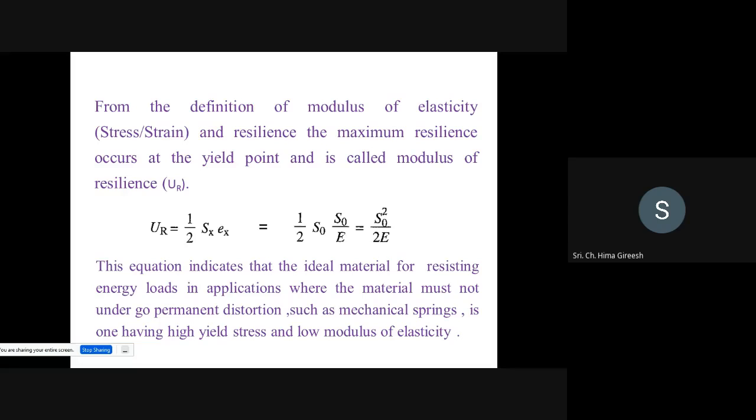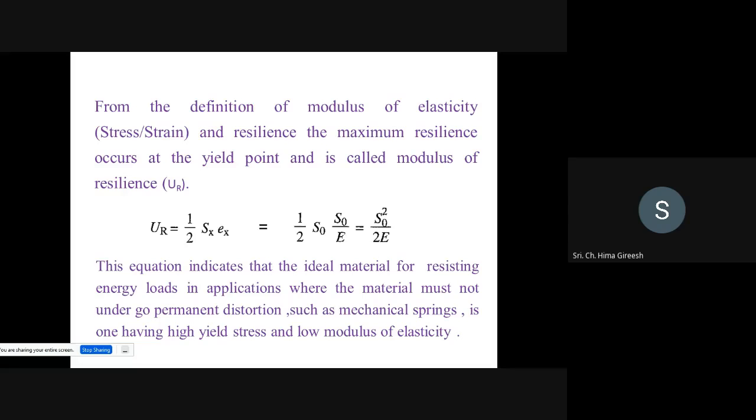Once we substitute all these values, we get S square by 2E, where S is the yield stress and E is the Young's modulus. From this equation, we can easily identify that the material which has the maximum yield point and low modulus of elasticity has the maximum modulus of resilience. This equation indicates the ideal material for resisting energy loads in applications where the material must not undergo permanent distortion.